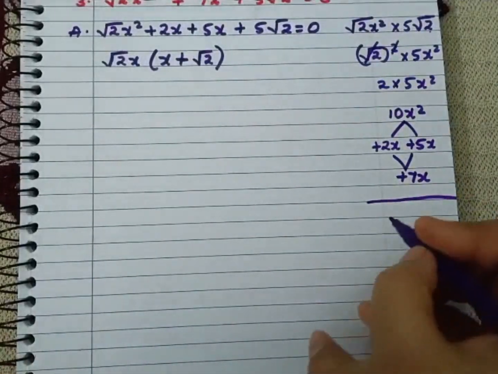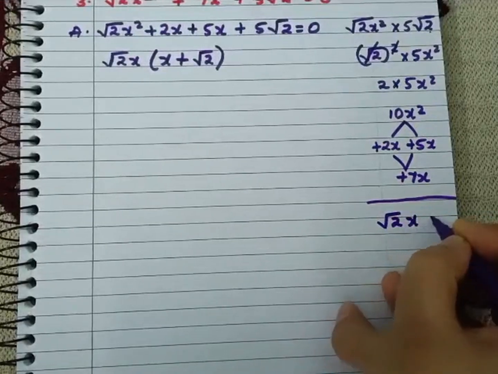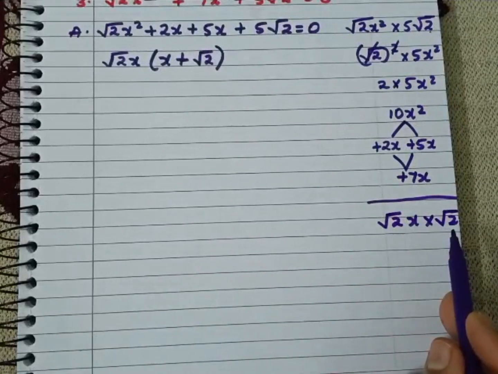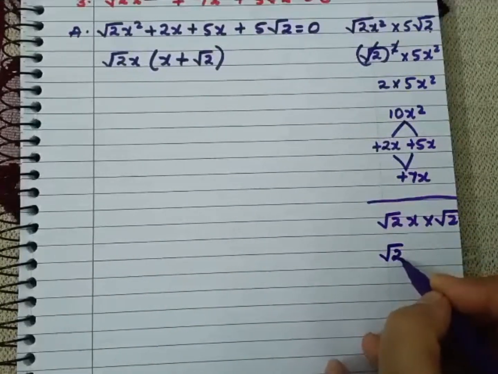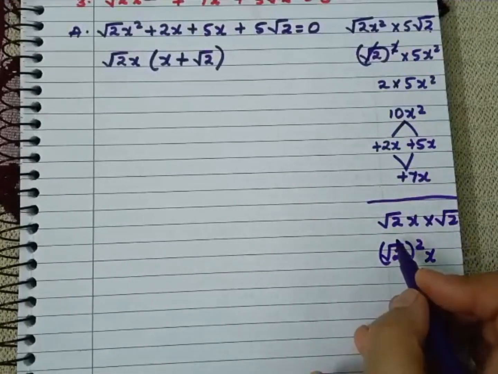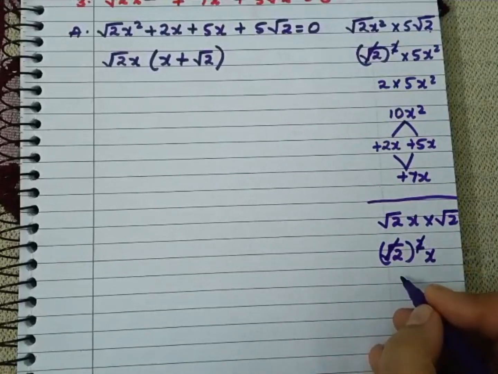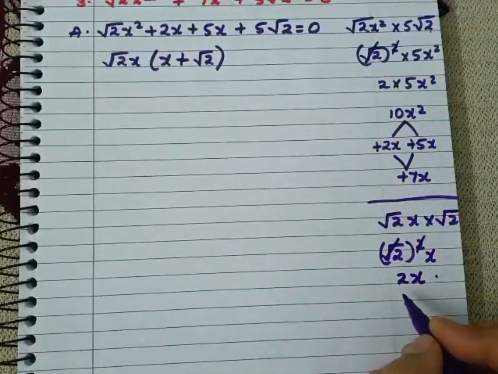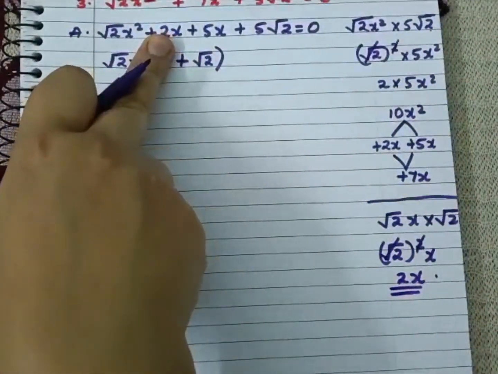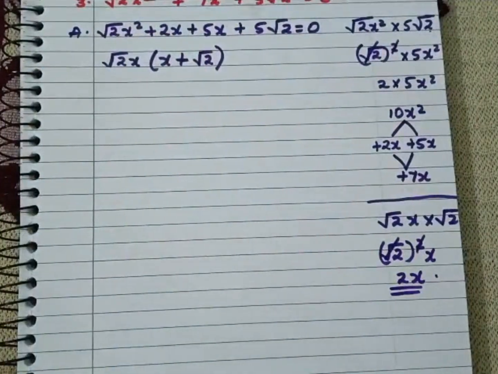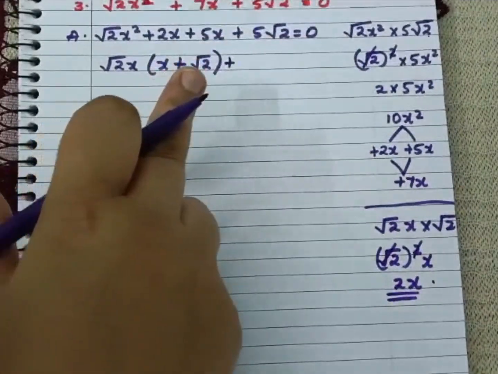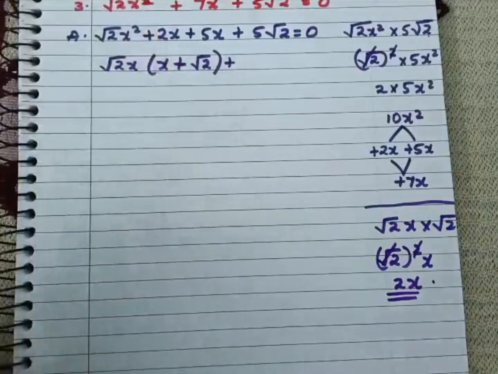See, what did I get? Root 2x into root 2. Okay. Now here I got root 2 into root 2. It becomes root 2 whole square of x, because I have two root 2's. In this I'm going to cancel the root 2 and the square. It becomes 2x. Okay. So we take root 2x into root 2. We get 2x. Okay. Now this you have understood, right? Why have I written root 2? Because we get 2x over here.